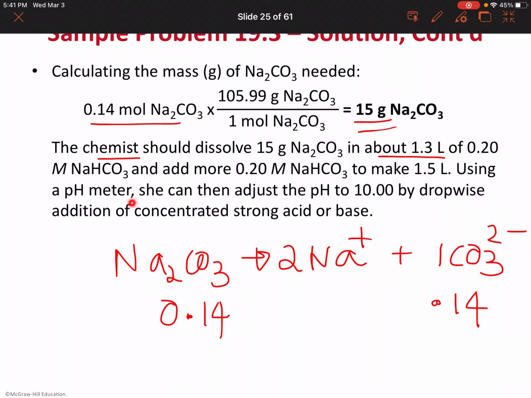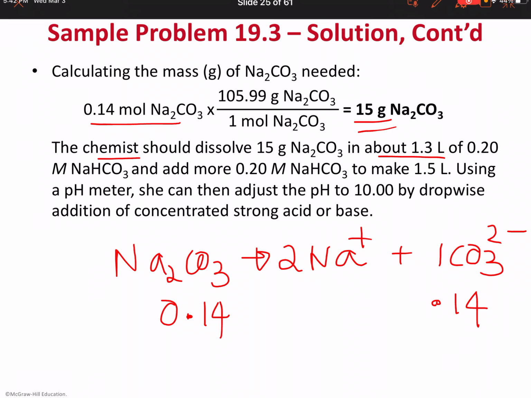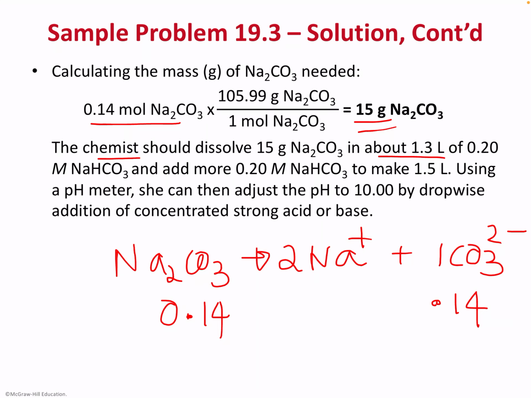And then using a pH meter we can adjust the pH to 10 by dropwise addition of concentrated strong acid or base. Now, after you make your buffer, the pH might not be exactly 10. It could be 9.5 or 10.5, for example. And then you adjust it by adding either acid or base to make it pH 10. So then you have your buffer exactly at pH 10. So that's how we make a buffer solution.